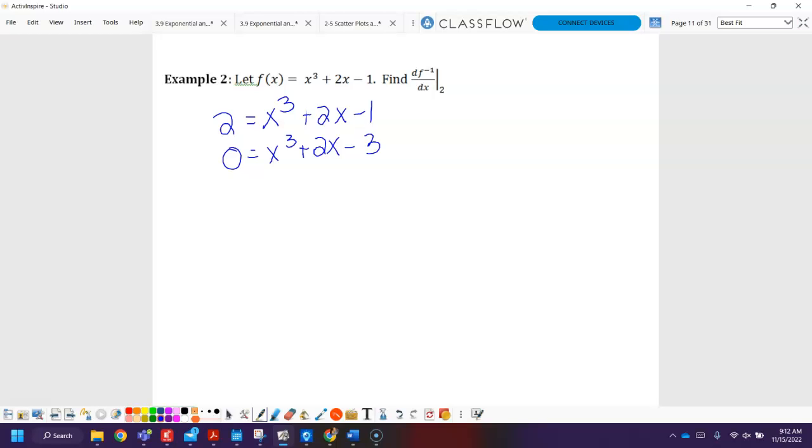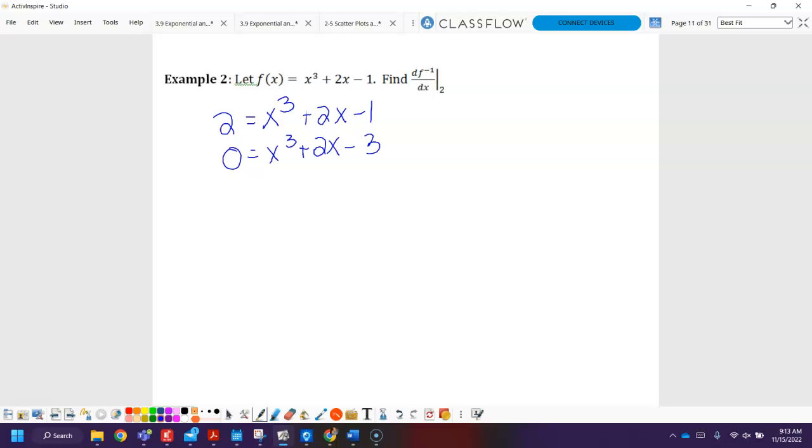So you get 0 equals x cubed plus 2x minus 3. Go back to algebra days and think about p divides q. So that's the factors of the last over the factors of the first. Looking at that last term, it's 3. So factors of 3 are 3 and 1. So I'm plugging in 3 and 1 to see if they equal 0, because more than likely that's going to be my next number.